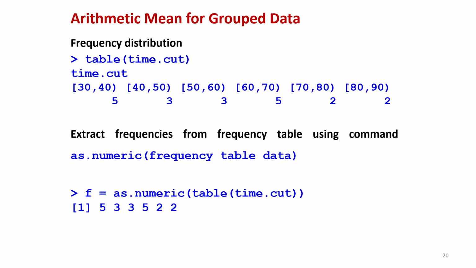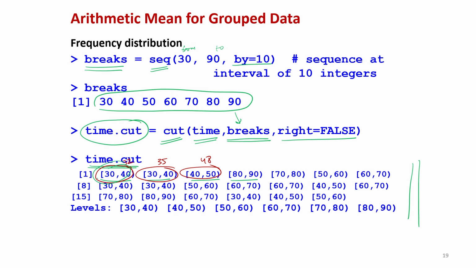So, now I try to create the frequency distribution of this data time.cut. I use the command table over this time.cut, and you can see here the frequency table: in the interval 30 to 40 there are 5 observations, 40 to 50 there are 3 observations and so on. So, it is essentially counting how many times 30 to 40 has appeared in this data set, right. You can see 30 to 40, 4 times, right. And this is what it is trying to show you here.